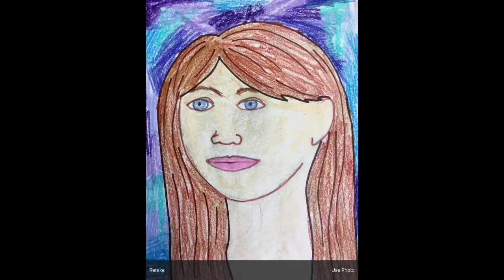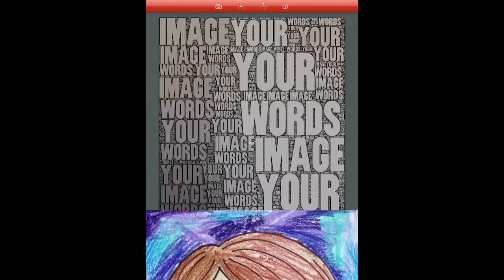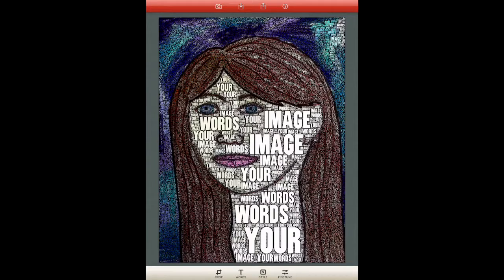and if I'm happy with that photograph, I can click on Use Photo, or I can tap Retake at the bottom. So I'm going to use the photo, and it automatically places words into your artwork, but you can put your own words in it.